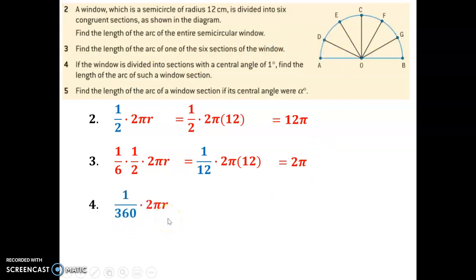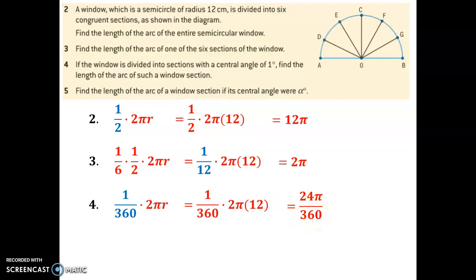Okay, so now we're talking about 1/360th of the circle, and then times the circumference, right? So again, we have 1/360th times the circumference, and that gives us 24 pi over 360.